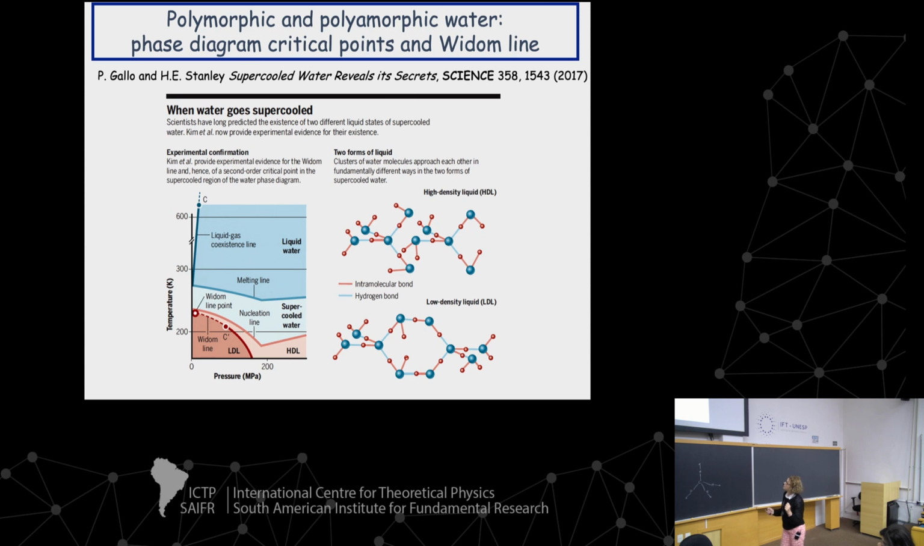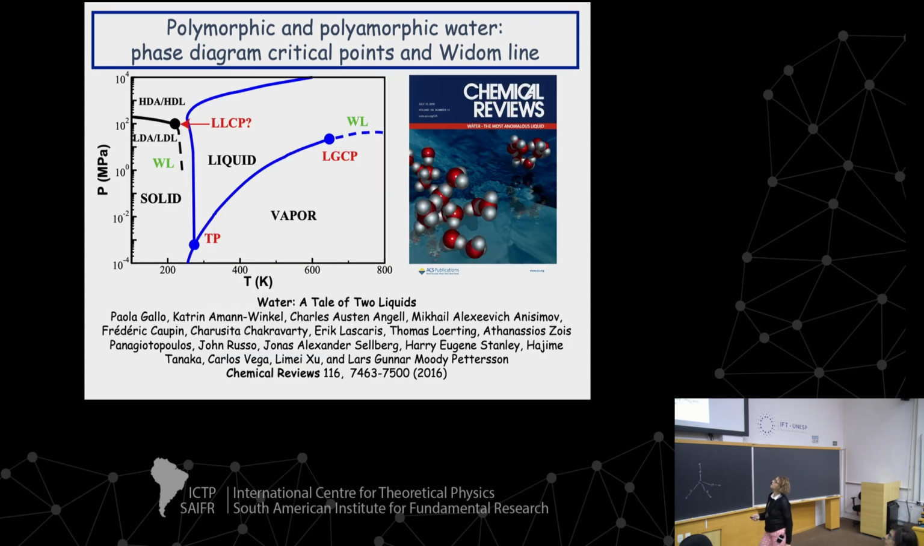This critical point is due to the interplay between two structures. So in the one-phase region, we have this Widom line I will talk to you about in a while. And here, in the two-phase region, we have a low-density liquid on one side and a high-density liquid on the other side. Okay. So this is the chemical review that I brought together with all my friends and colleagues.